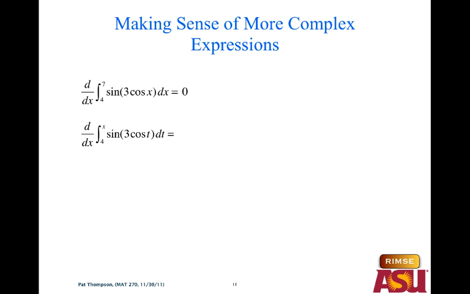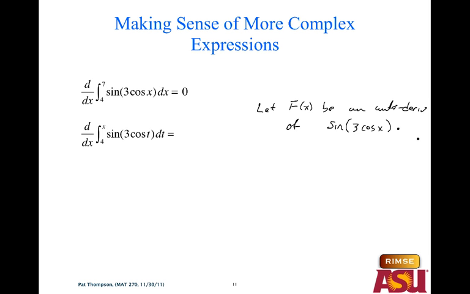This is more like the last example. So see if you can work through the last example. This is a hint. We're going to start by saying let capital F be an antiderivative of sine of 3 cosine x.